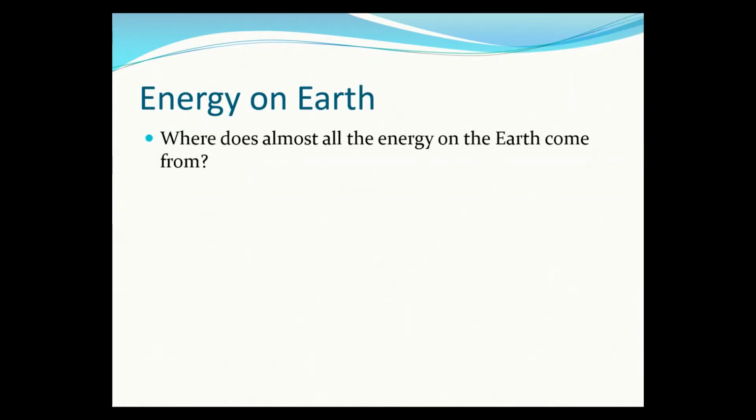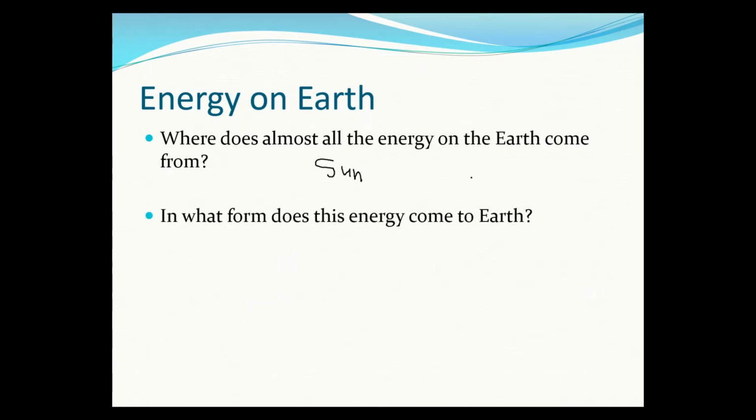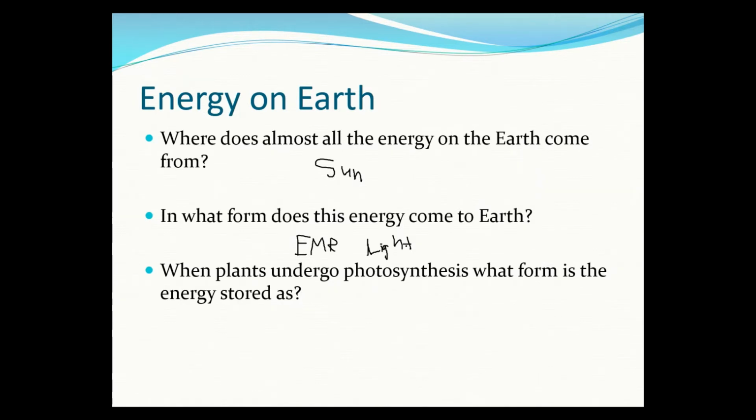So, where does almost all the energy on the Earth come from? The sun. In what form does this come to the Earth? So it comes as EMR, or light energy. And when plants undergo photosynthesis, what form is this energy stored as?